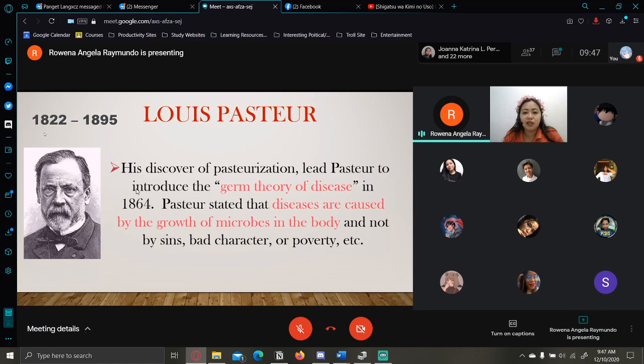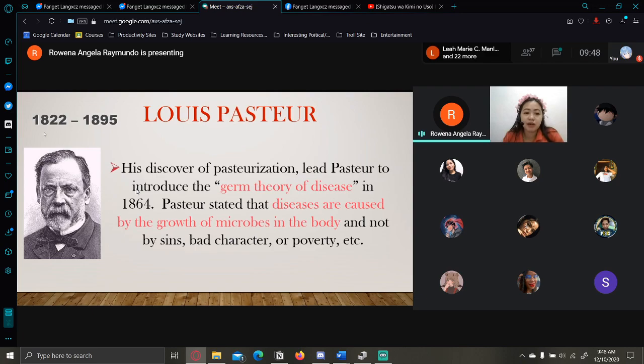Ito yung reason, halimbawa, if ever may handaan or pagkain na natira, di ba, anong ginagawa ng nanay nyo para hindi siya masira? Iniinit siya uli. Okay? Di ba, minsan inaabot pa nga ng pangatlong araw na init or pangatlong init. Okay? The concept is about pasteurization.